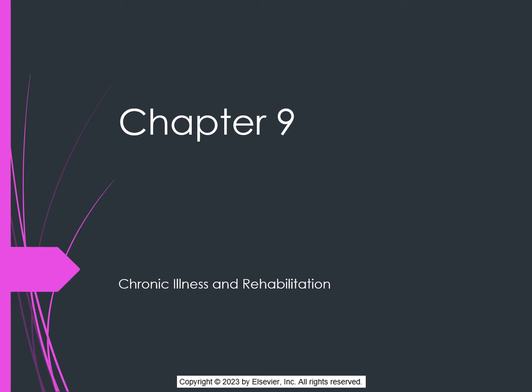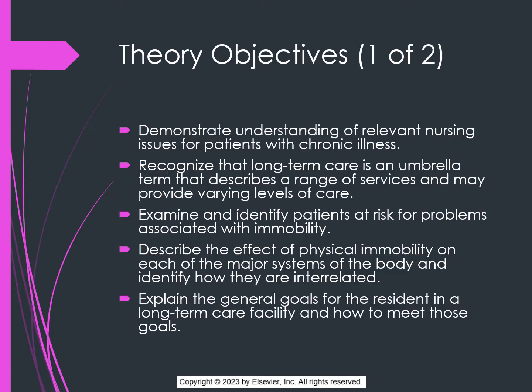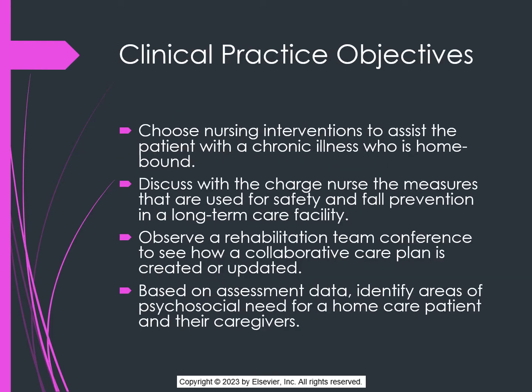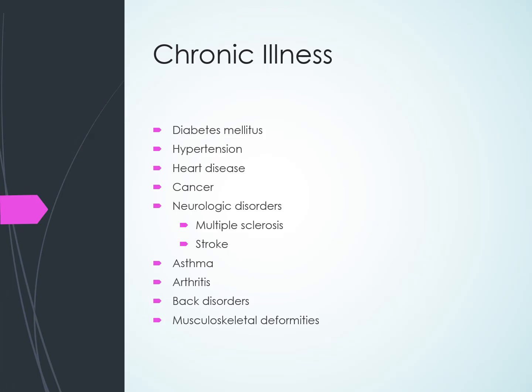This recorded lecture will be going over Chapter 9, Chronic Illness and Rehabilitation, in the MedSurg textbook. According to the CDC, nearly half of all adults are diagnosed with one or more chronic health conditions. Many of these can cause short-term or long-term disability.